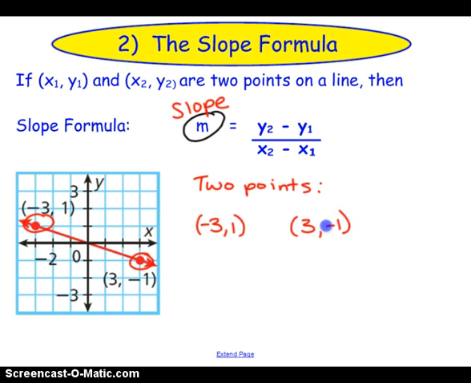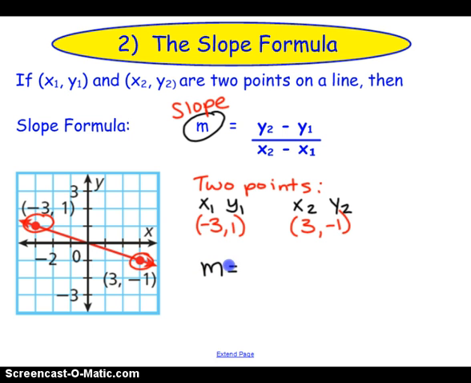Now, what you need to do is mark your x's and mark your y's. So x1, y1 means the x and the y of the first point. So it tells you that that x and that y go together. And x2 and y2 means the x and the y of the second point. So this is just telling you that the 3 is the x from the second, the -1 is the y from the second. And from there, you want to plug into your formula.